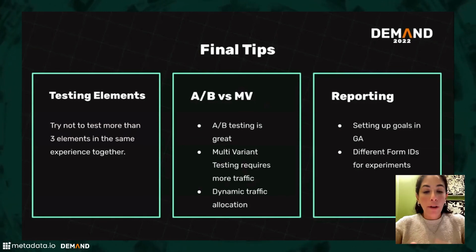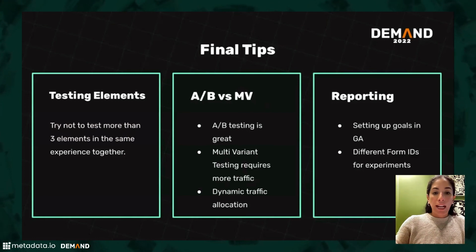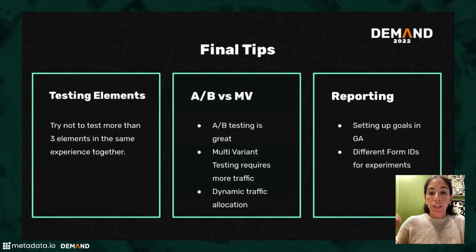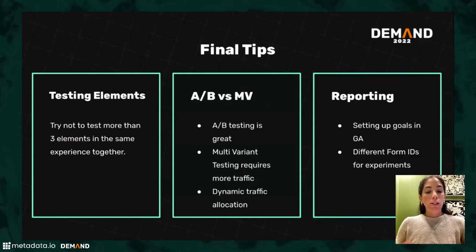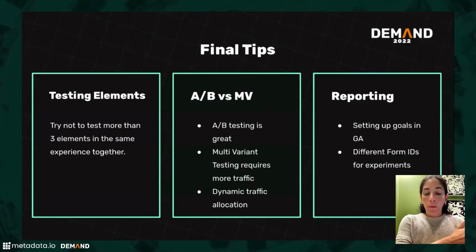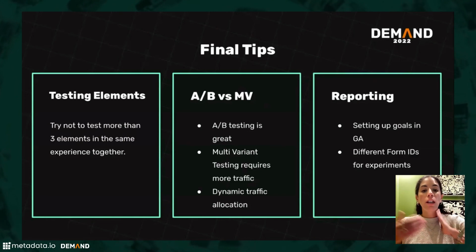And how do you report? How should you see success? Setting up goals in Google Analytics so you see the traffic allocation to your variations and the goals that are being performed when people view those variations. And if you're starting to get a little bit more robust, using different form IDs for different experiments so that you can say, hey, if someone converted on this form, they saw this on the website, tailor your sales messaging to this.